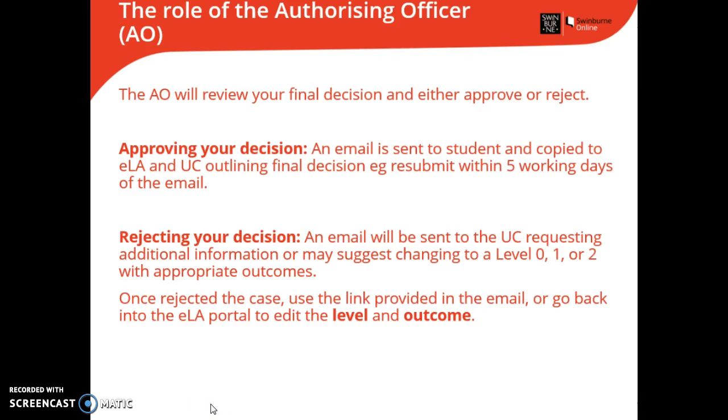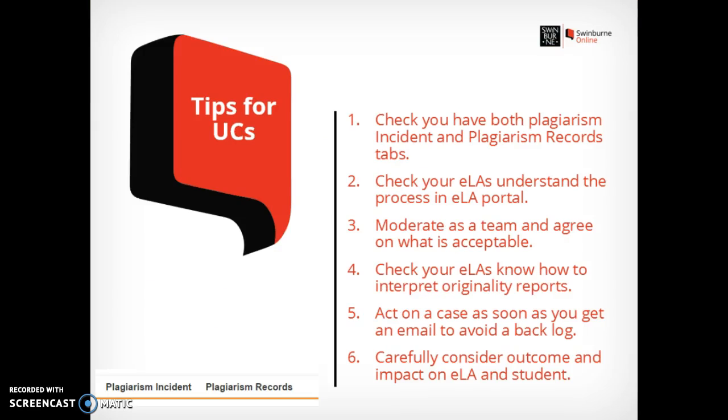The role of the authorising officer is to either approve or reject your decision. By approving it, they will send the email to the student, and in most cases the students will have the opportunity to resubmit within 5 working days of the email. If the authorising officer rejects your decision, you'll be sent an email requesting you to provide either additional information or change them to a different level. Once the case is rejected, you will get the email and you can just go back and edit the outcome on the same case.